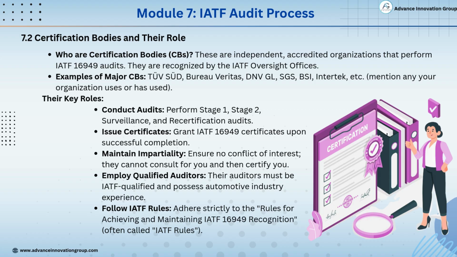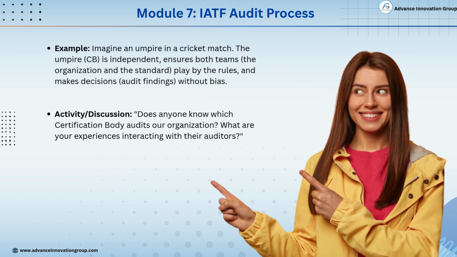To help you understand the role of a certification body better, here's an example. Imagine an umpire in a cricket match. The umpire is independent, ensures both teams play by the rules, and makes unbiased decisions. Similarly, the certification body, CB, ensures your organization follows the IATF standard and audits you fairly without favoritism.